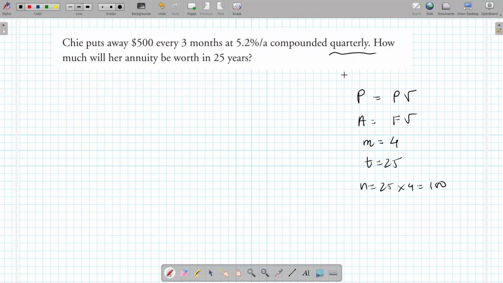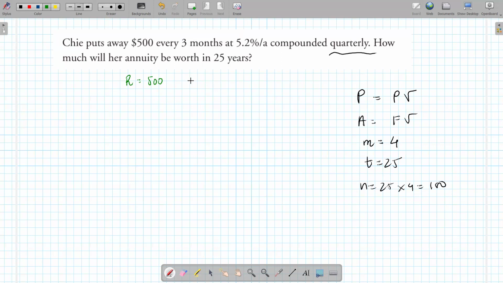So what is this question actually asking us? How much will the annuity be worth in 25 years? So which one of these letters are we looking for? A. Right, we're looking for A, or we're looking for future value. And here we know our annuity is $500. So this amount you'll be adding into the principal and interest every 3 months. So 4 times a year, you'll be depositing $500 flat.